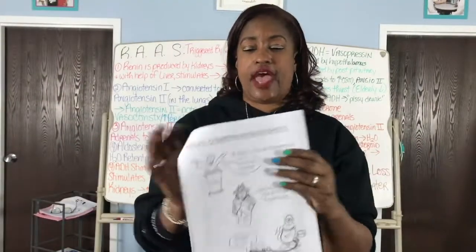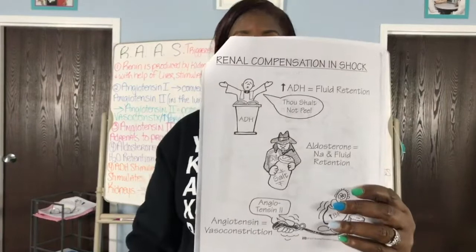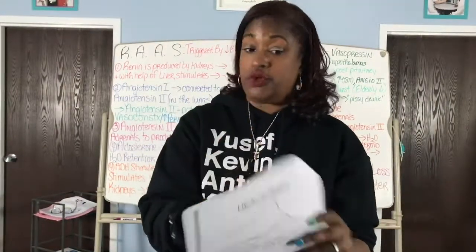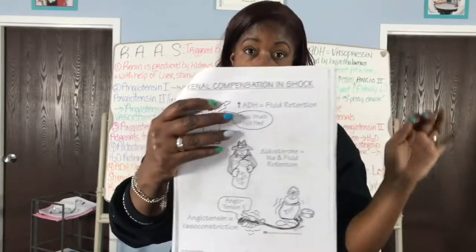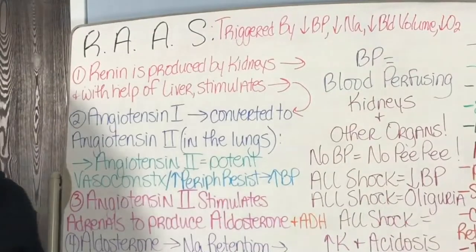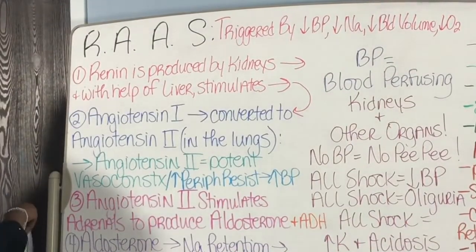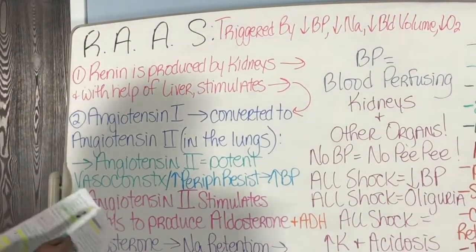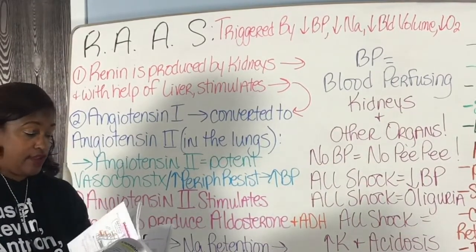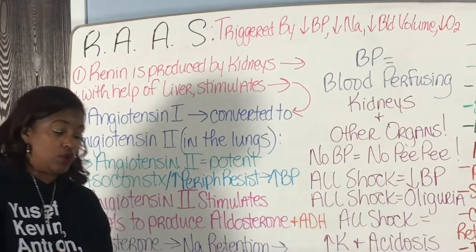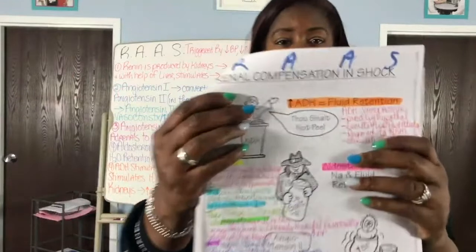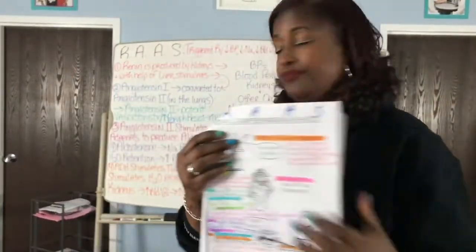This page says renal compensation in shock, but what I need you to do is put R.A.A.S across the top. If you look at my board, that's what's up here, R.A.A.S. So when I show you my handout, how I wrote it, and I'm being very, very serious when I tell you to write it really big, this is how it should look. And then we're going to talk shop, okay?